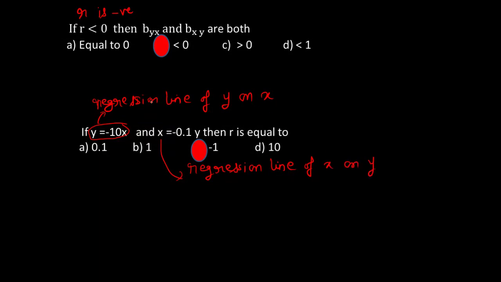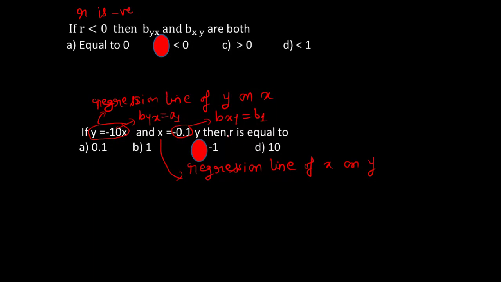So we know that in the regression line of y on x, the coefficient of x is nothing but what? Regression coefficient, right? Which is denoted by byx, which is as per our notation a1. And in the regression line of x on y, the coefficient of y, this value, is bxy, which is equal to b1. So these are two regression coefficients.